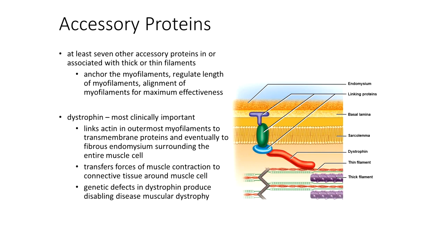Dystrophin is one of the most clinically important. It links actin in outermost myofilaments to transmembrane proteins and eventually to the fibrous endomysium surrounding the entire muscle cell. It transfers forces of muscle contraction to connective tissue around the muscle cell. And if you have a defect here, it can produce muscular dystrophy. It is shown as a red structure in the middle of this picture.